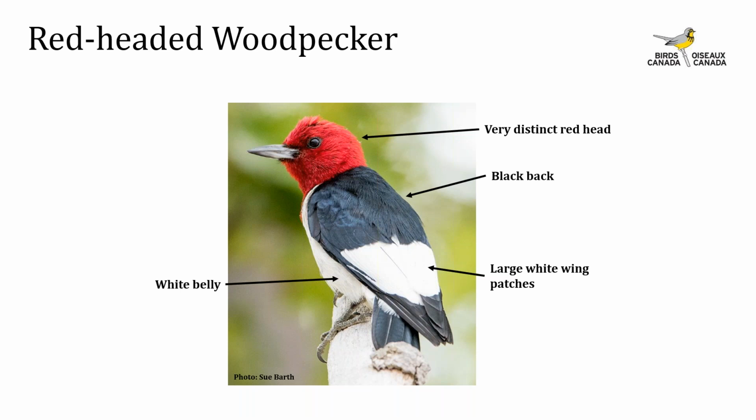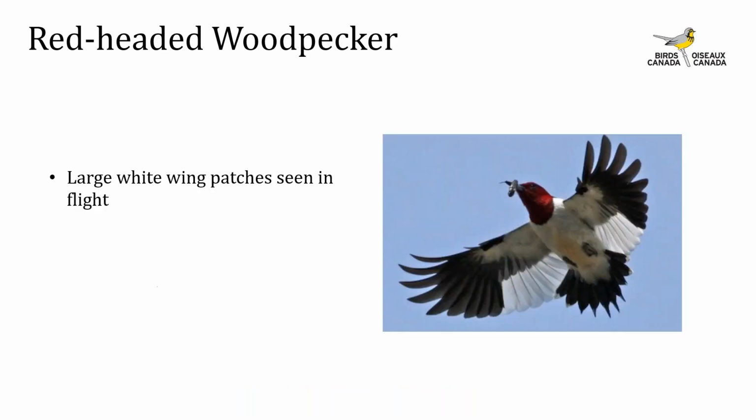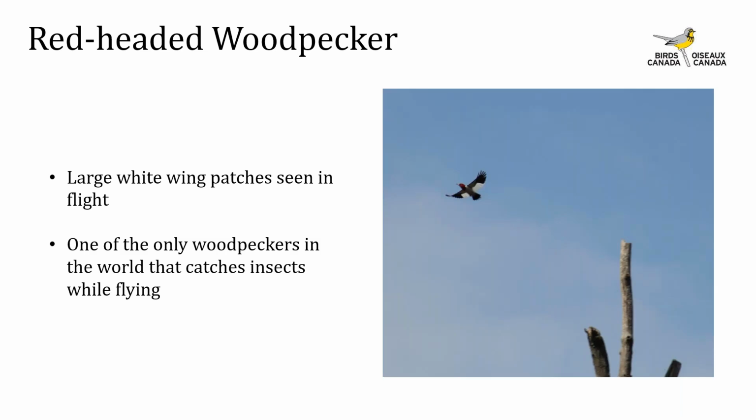So here we have the red-headed woodpecker. It's a very distinct looking woodpecker with that velvet red head, the black back, and these large white wing patches with the white belly. The males and females are monomorphic, meaning they are indistinguishable. You can't tell them apart. So while in flight, those large white wing patches become even more apparent. And they have a distinct flying feature.